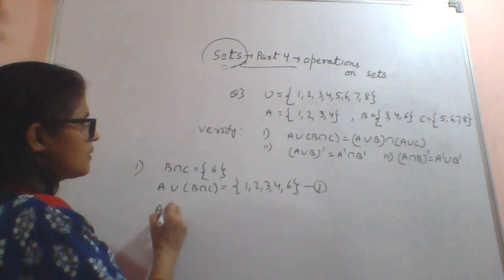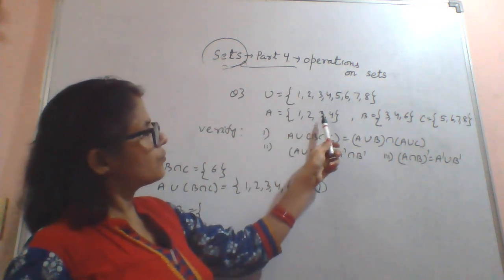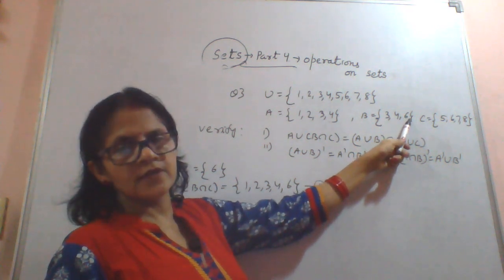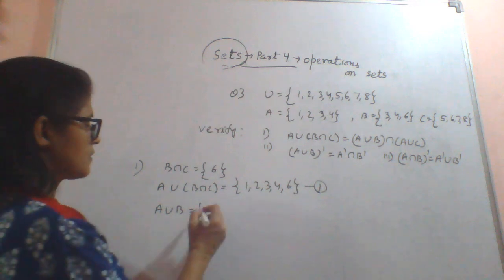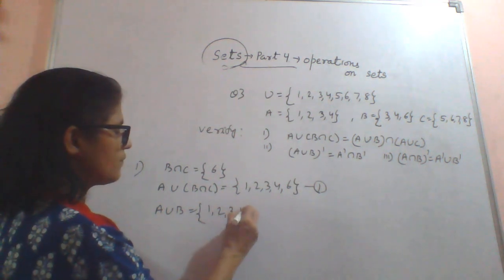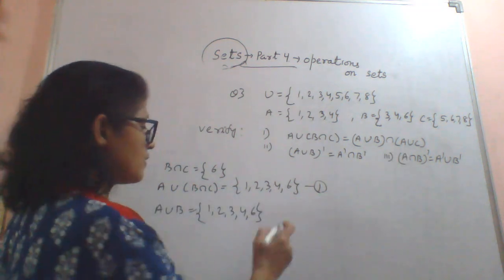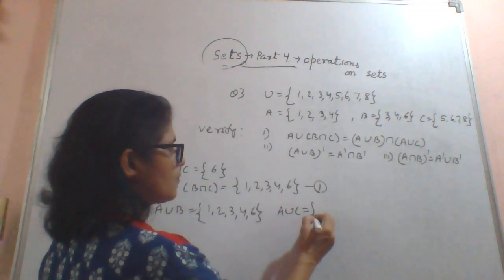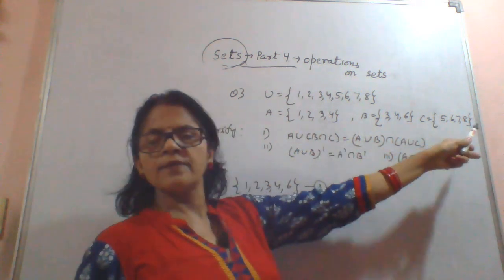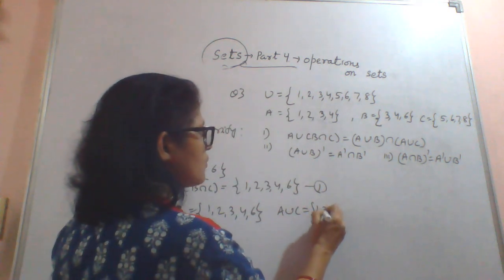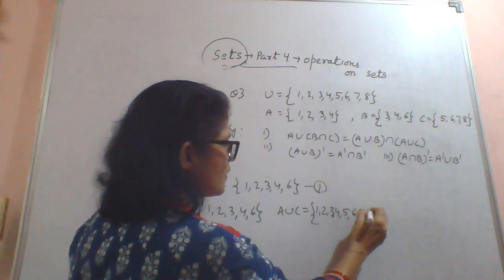Okay, next you see A union B. So A union B: {1, 2, 3, 4} and {3, 4, 6}, so A union B will be {1, 2, 3, 4, 6}, and you need A union C. A union C equal to what? {1, 2, 3, 4, 5, 6, 7, 8}.